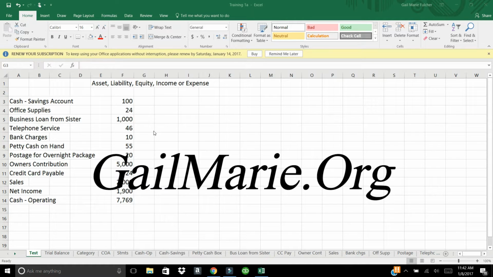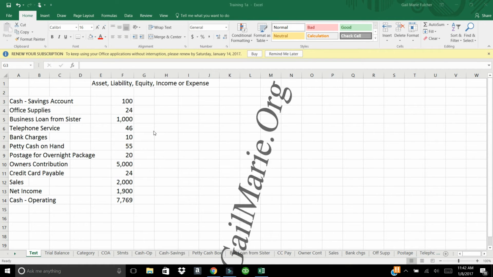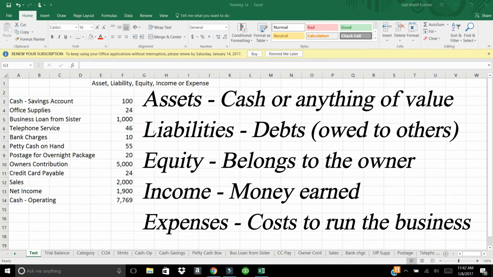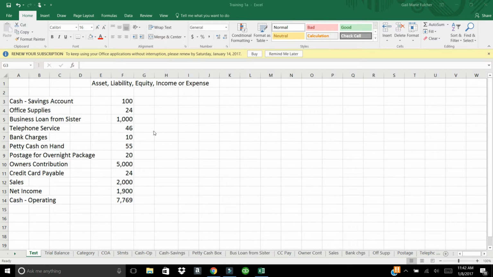Okay, here's a little test for you so you can get a little practice and see how you're doing. So grab a pen and a piece of paper or your own Excel spreadsheet or however you want to do this. But what I'd like you to do is make a note of what category you believe each one of these accounts listed here belongs in, whether it's an asset, liability, equity, income, or expense section of your balance sheet or income statement, okay? Stop the video now and then come back and check your answers.